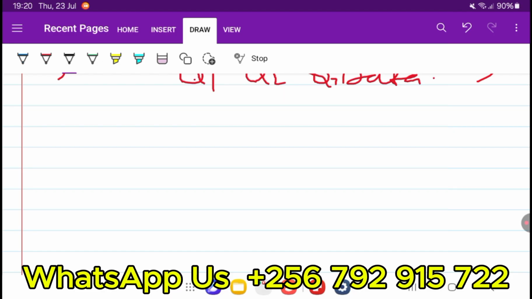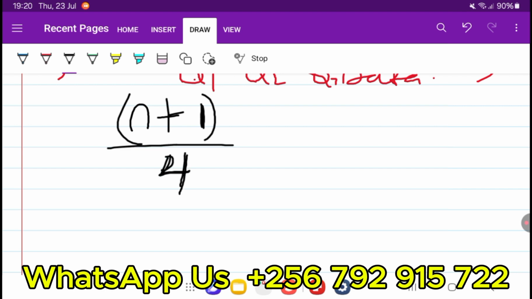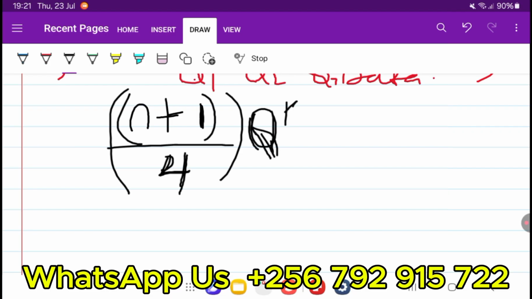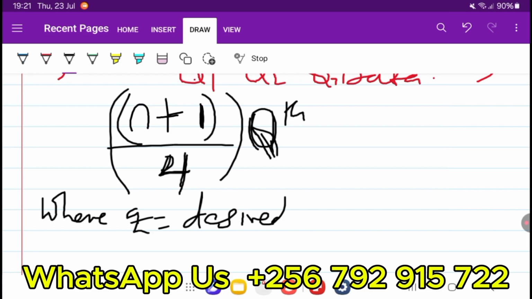If we are to draw that same graph that we have drawn up there realistically, we would get n plus 1 divided by 4, because there are 4 quartiles, and then we multiply this by the chosen value, where this will be the desired quartile, and n is actually the number of observations that are given to you, especially for an ungrouped data set.